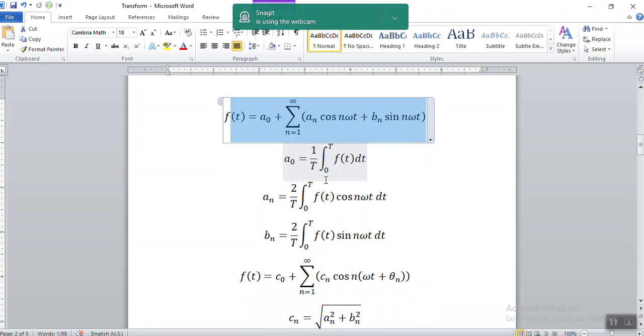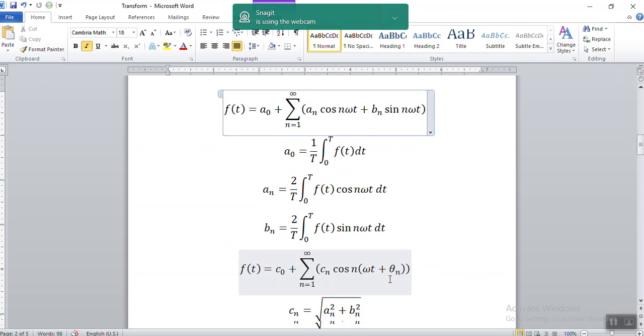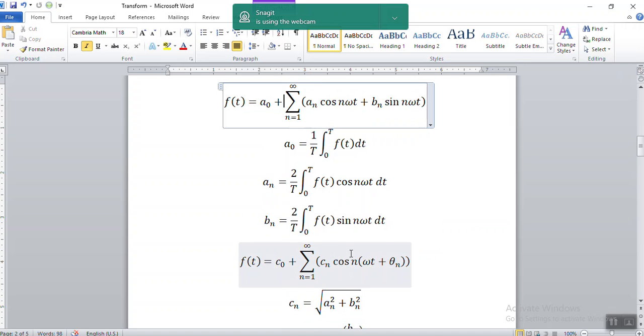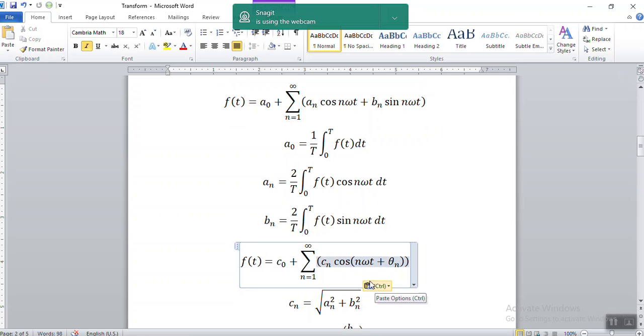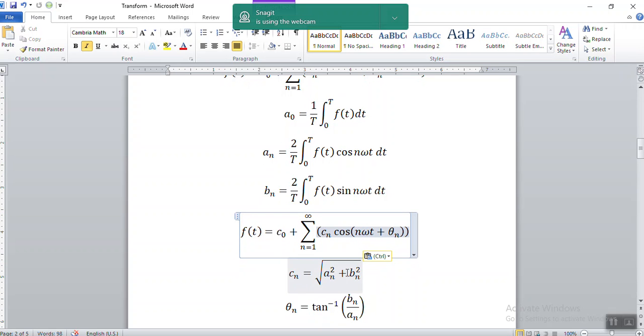So, if we further modify this Fourier series expansion with a phase term, then this A naught is equal to, say, C naught, where C n is nothing but the square root of A n squared plus B n squared, and theta n is nothing but tan inverse of B n by A n. Then this can be summarized like this: f of t equals C naught plus the sum from n equals 1 to infinity of C n cos of n omega t plus theta n. Okay. So, where C n is this and theta n is this.